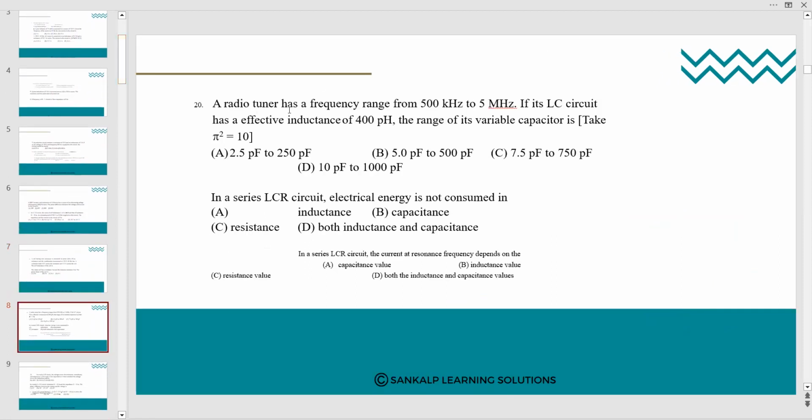Okay, see the next question. A radio tuner has a frequency range from 500 kilohertz to 5 megahertz. If its LC circuit has an effective inductance of 400 picohenry, the range of its variable capacitor is? So they are asking the range of the variable capacitance, and they say take pi square is equal to 10. See how to calculate the capacitance range.